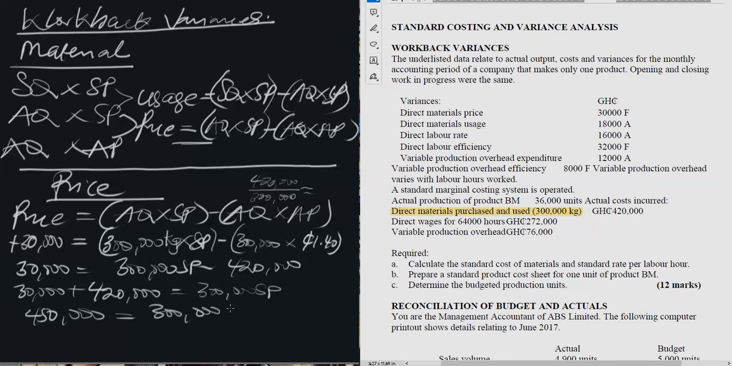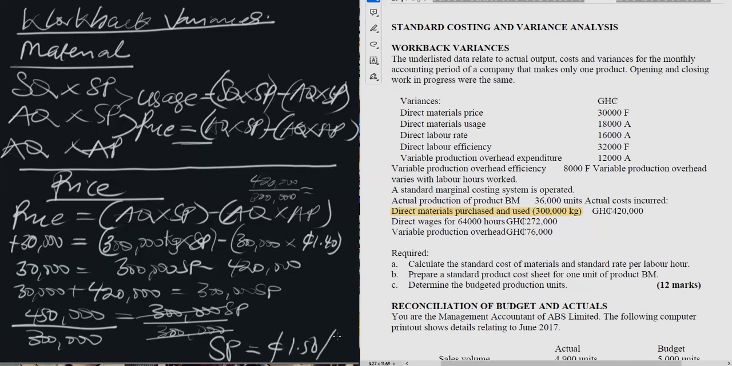300,000 standard price. We divide by 300,000. Not so? This and this should go. So what we have is 450,000 divided by 300,000 to be our standard price. That means the standard price of material is 1 cedi 50 pesos per kg, right? So we've got the answer. This is as simple as it is.